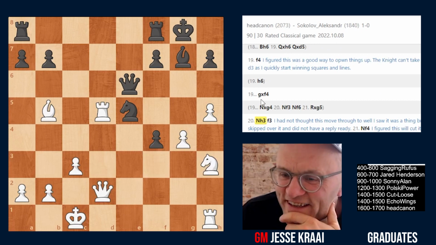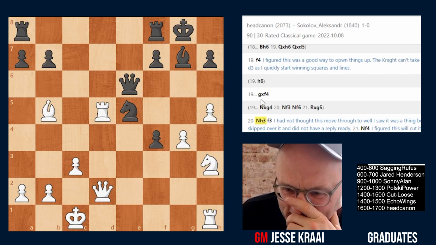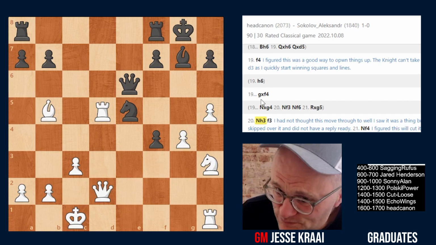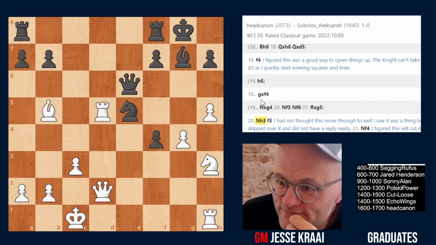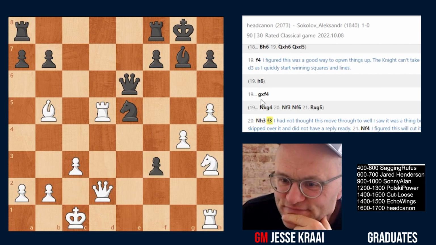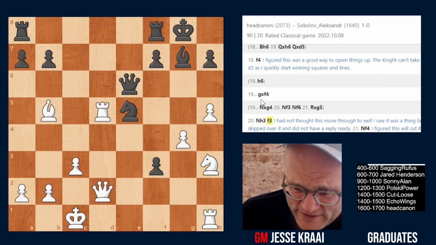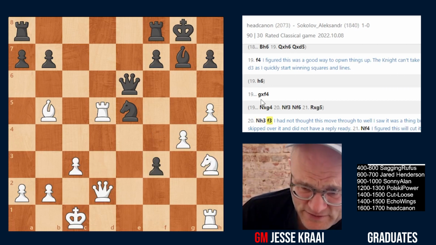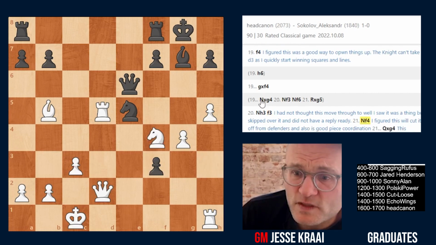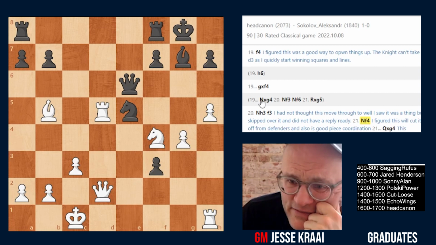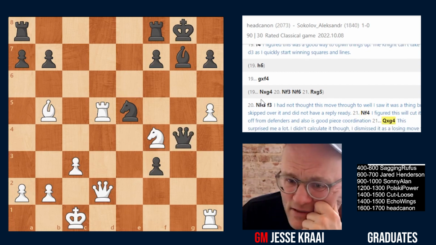Got his knight in. Got his knight in, boss. Okay. Move 20. The knight's coming in. This move f3 I don't like, because there's so many things going on in the position. One of them is the knight finally getting fixed. Uh-oh, that doesn't bode well.